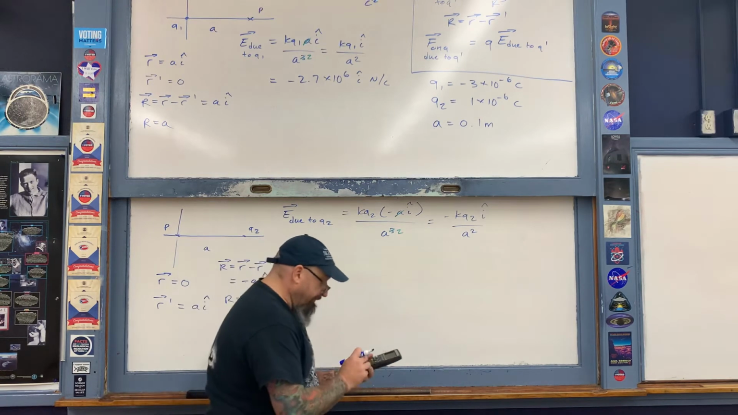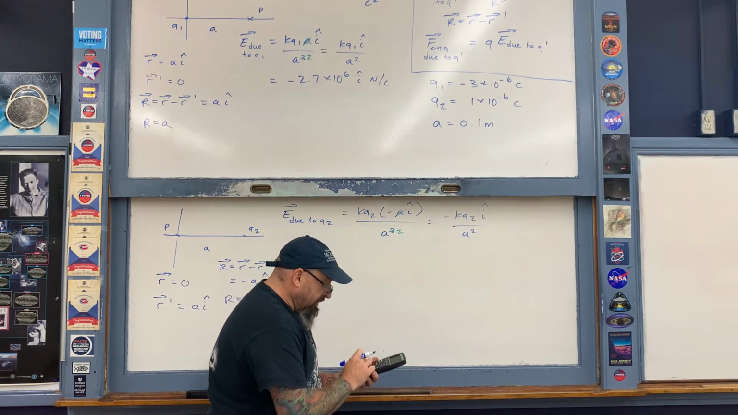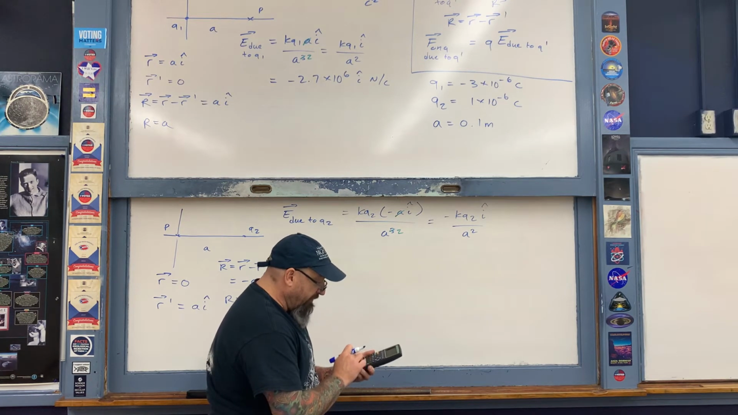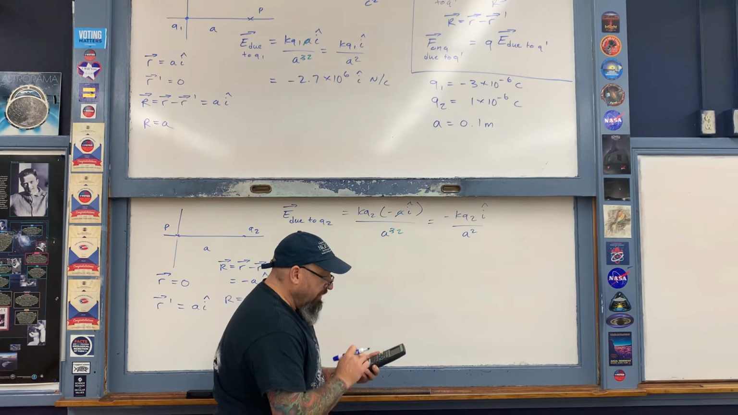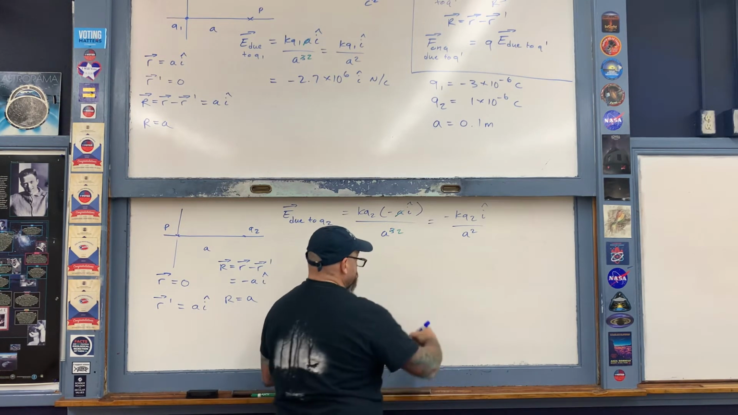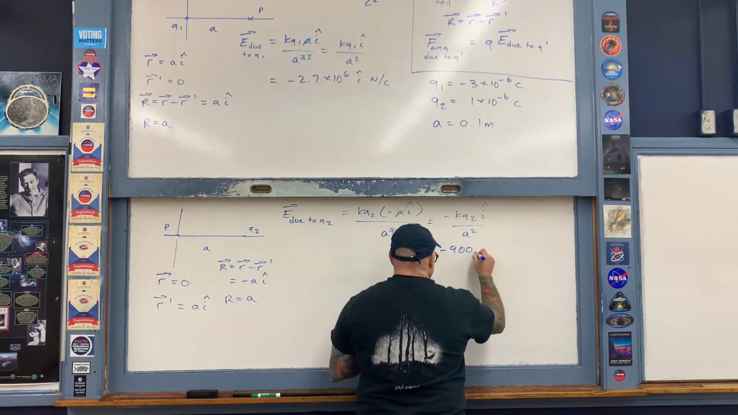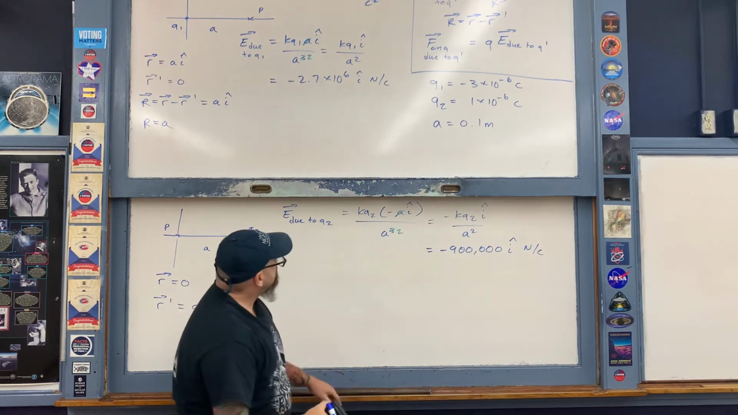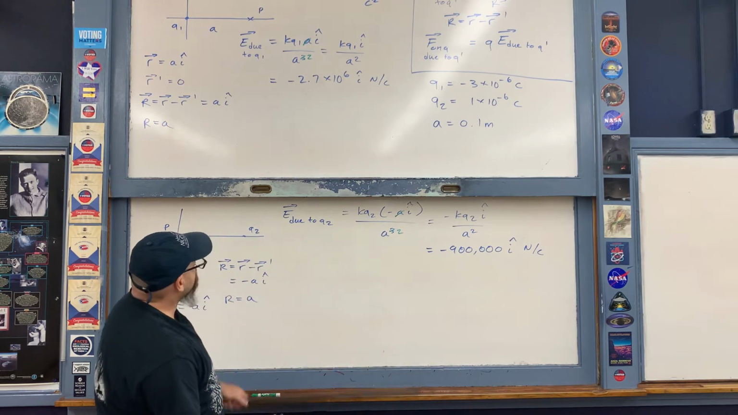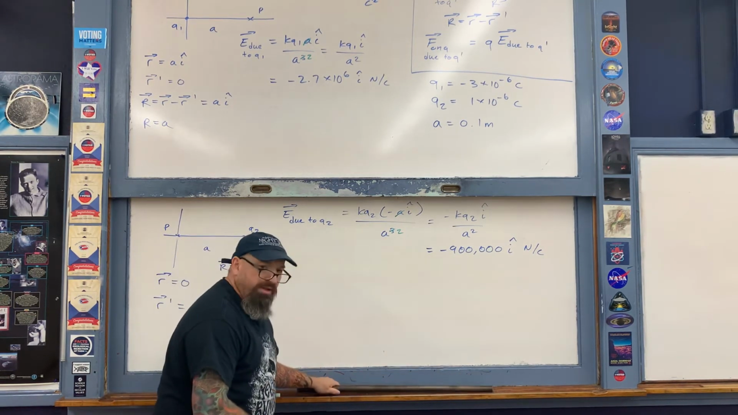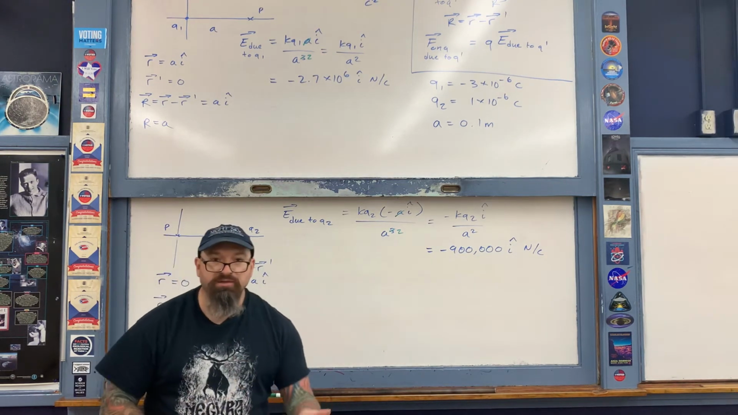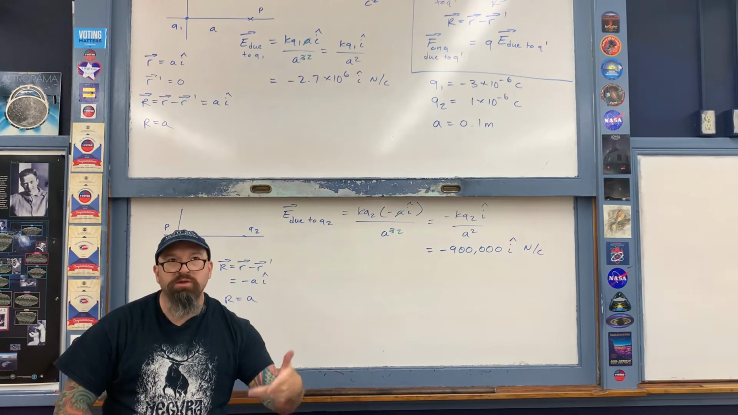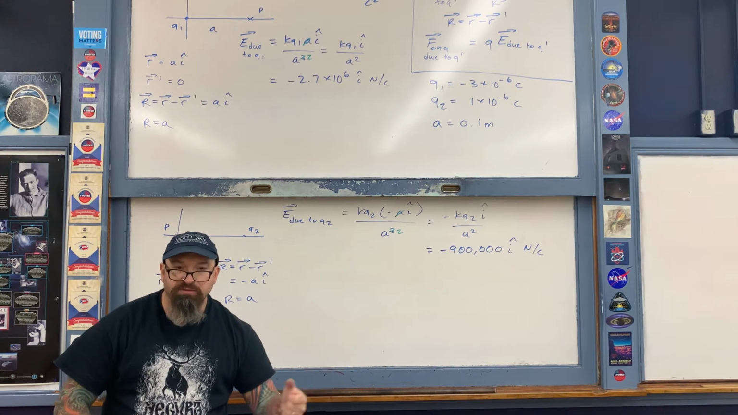So we now just plug in. Negative, and then 9 times 10 to the 9th, multiplied by Q2, 1 times 10 to the minus 6, divided by 0.1 squared. And that comes out to be negative 900,000 I hat newtons per coulomb. So notice that the magnitude and directions of the electric fields here and here are completely different from one another. However, what about the forces that one charge exerts upon the other? It should obey Newton's third law, equal and opposite reaction forces. Let's see if that's the case.